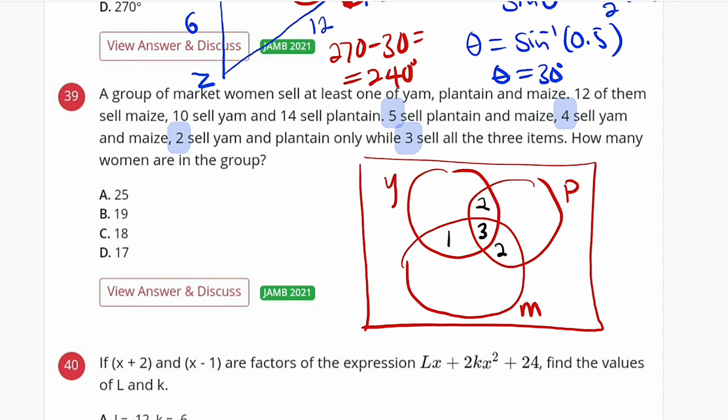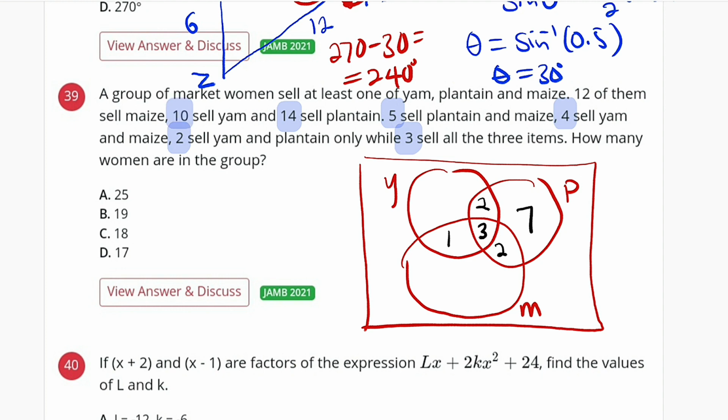As we are moving on, we have 14, and this 14 sell plantain. So under plantain, we have 14. But we have already another number here, which we are going to subtract from the 14 and write the rest. So 14 minus 2 is 10, minus 3 is 7. So we are going to write 7 right here.